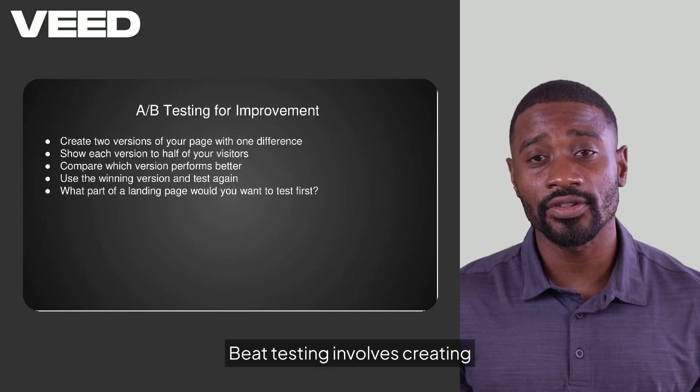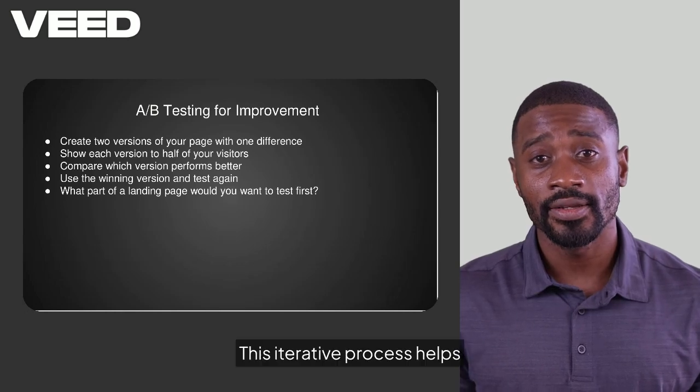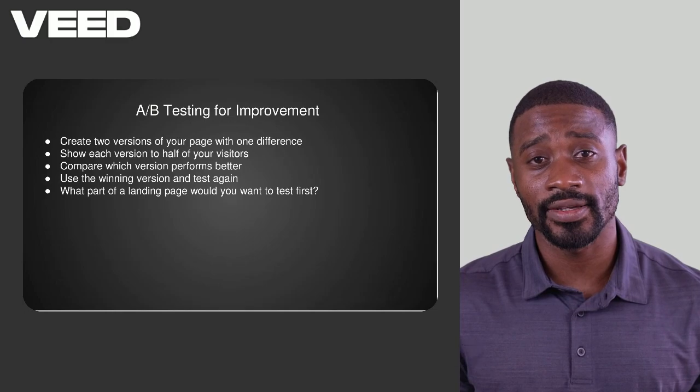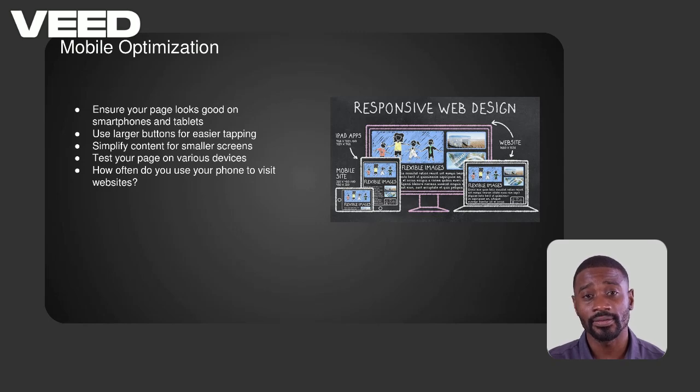A/B testing involves creating two versions of a page to see which performs better. This iterative process helps refine and improve your landing page's effectiveness. Mobile optimization ensures your page looks good on all devices. Use larger buttons and simplify content for smaller screens to enhance user experience.